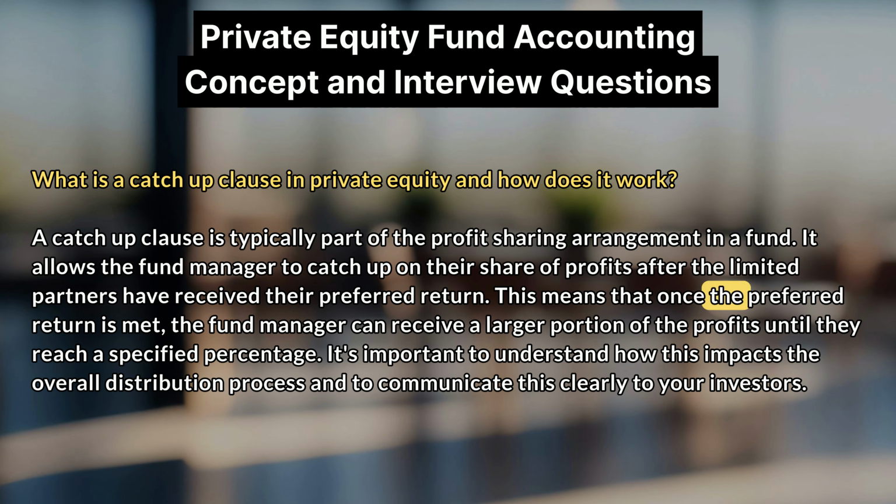This means that once the preferred return is met, the fund manager can receive a larger portion of the profits until they reach a specified percentage. It's important to understand how this impacts the overall distribution process and to communicate this clearly to your investors.